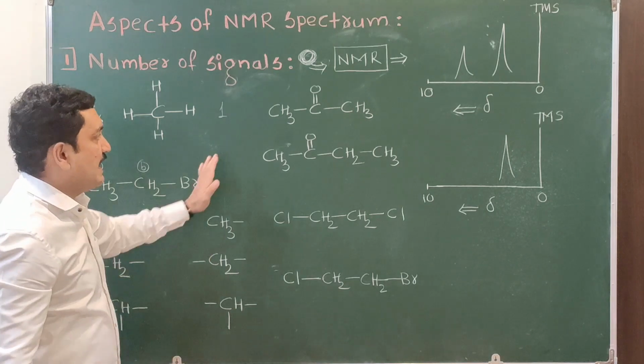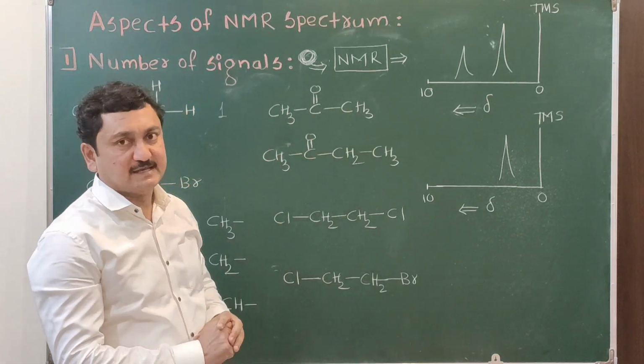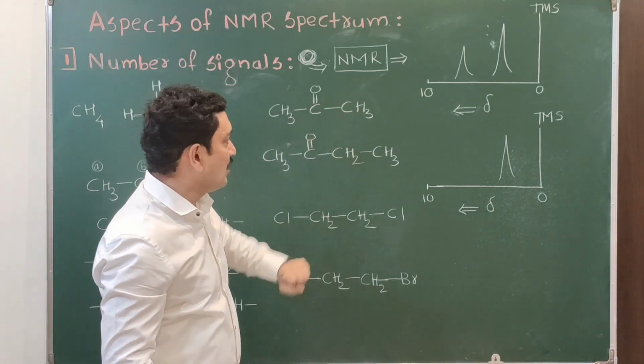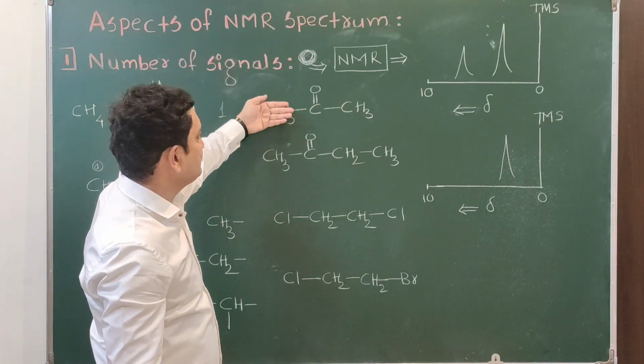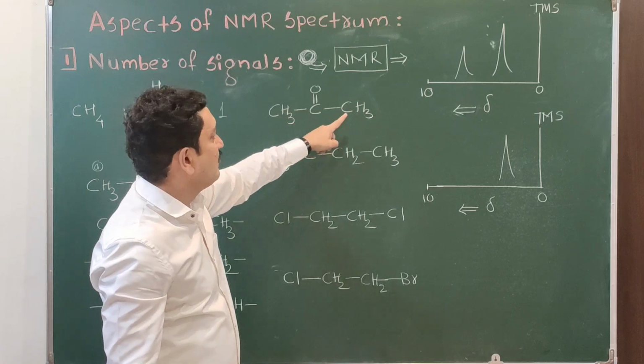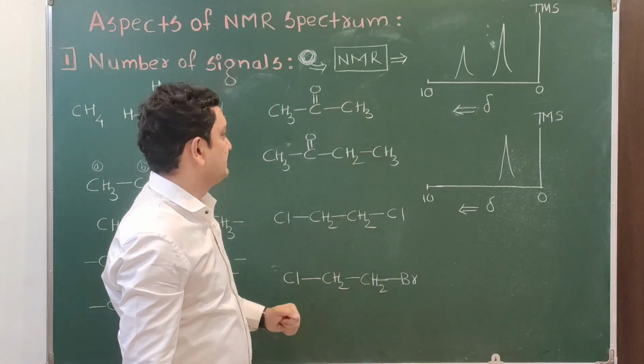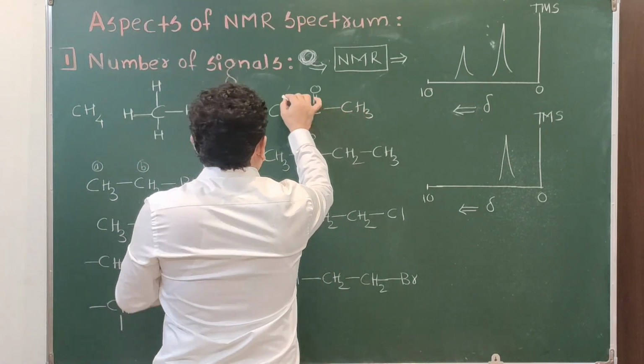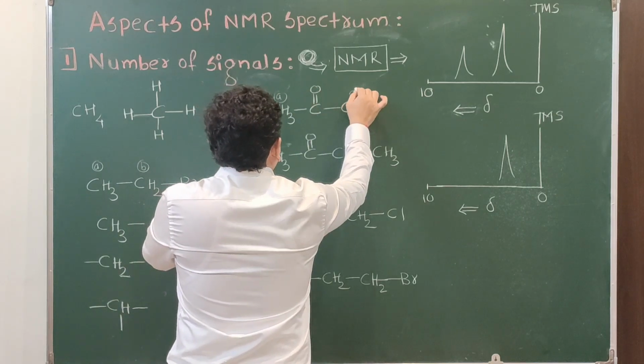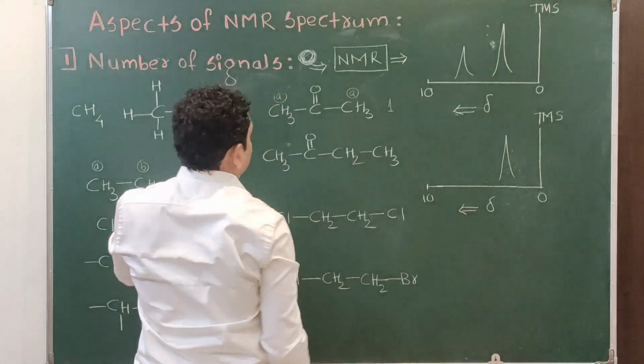For example, acetone. Here there are two CH3. Whether they are equivalent or not, we have to check the environment. For this one, the environment is COCH3. For this one, the environment is COCH3. They have an identical environment, so they are equivalent, and collectively they will give only one signal.